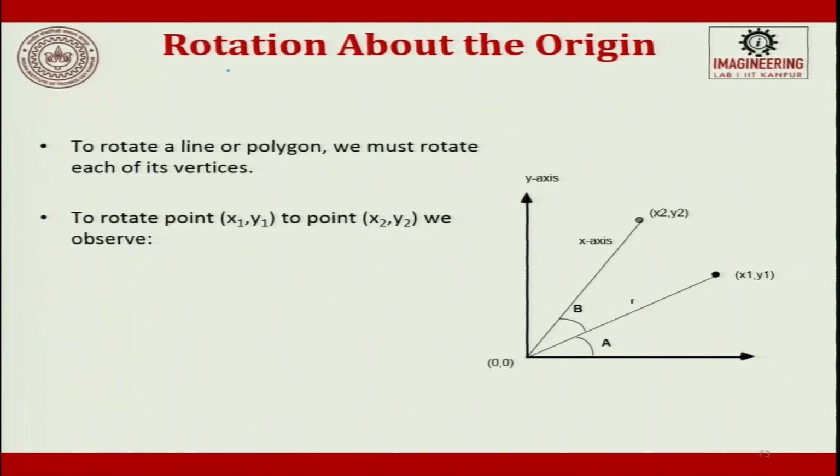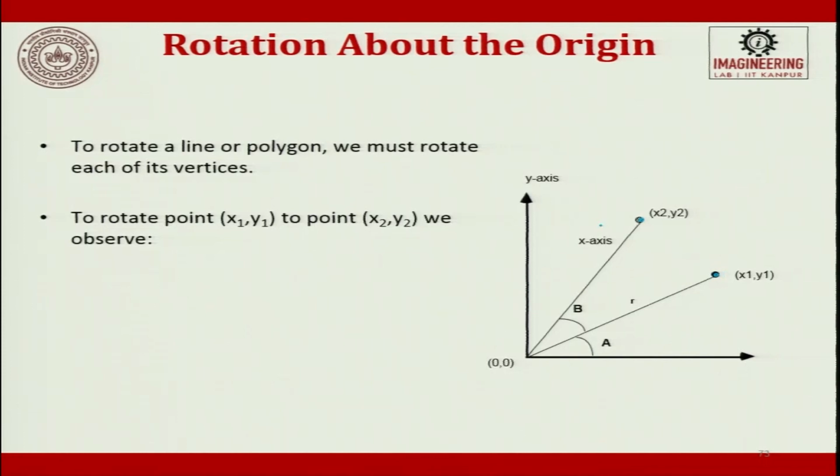So, there are two cases. So, if you rotate about the origin, to rotate a line or a polygon, we must rotate each of its vertices. So, here x1, x2, I have to move from x1 to x2. So, what we do is we try to move x1 directly to x2, or we try to take x1, y1 back to the origin, rotate it and then transform it.